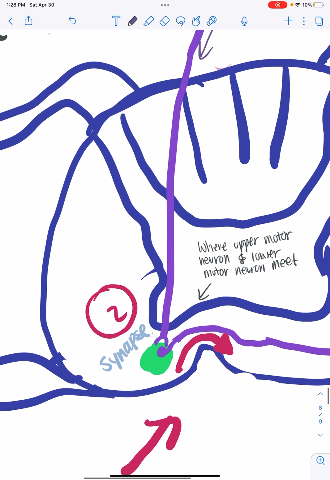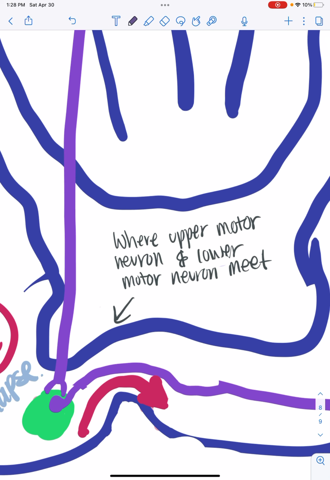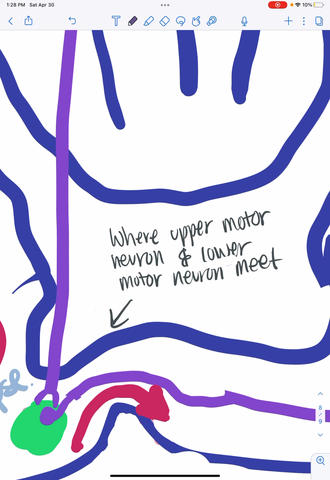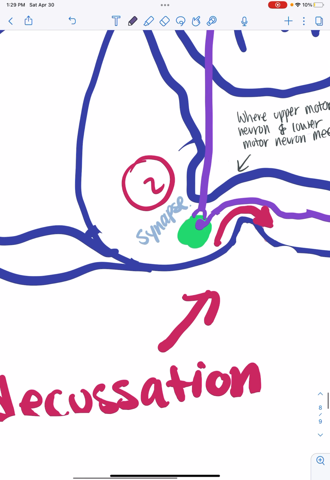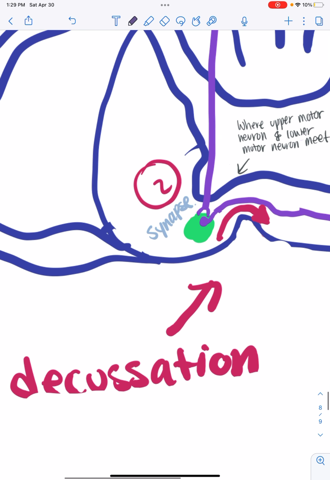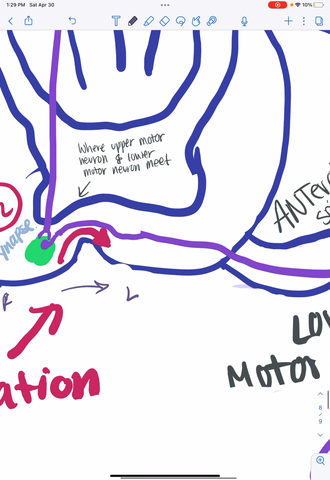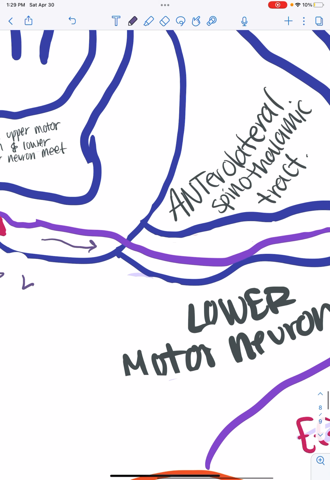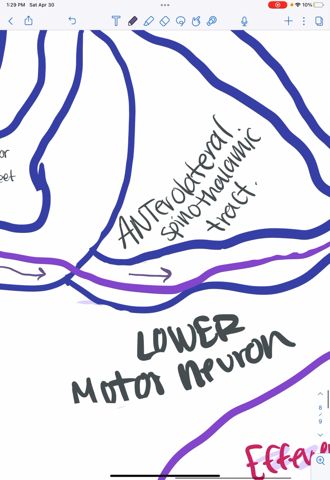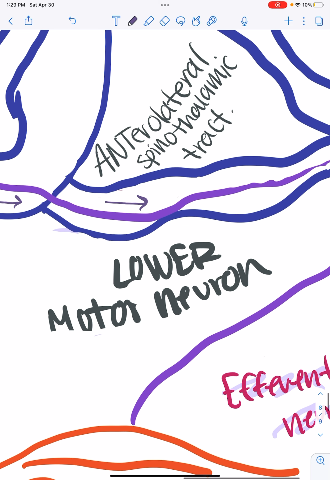We have our second synapse, and this is also the area where our upper motor neuron meets our lower motor neuron. And in this synaptic area, we also have decussation, where it moves from the right side to the left side of the body. So it will jump right over, go through, and then through the spinal cord. This area is also called the interlateral spinothalamic tract. And now this is only considered the lower motor neuron.